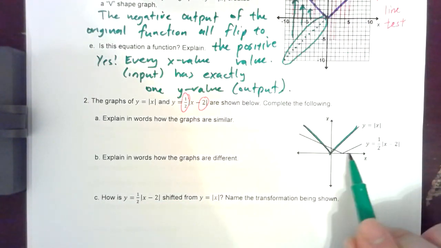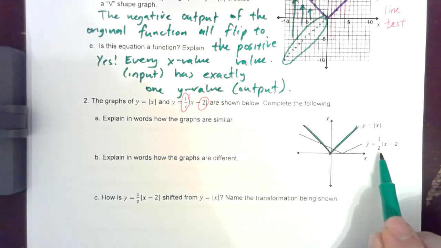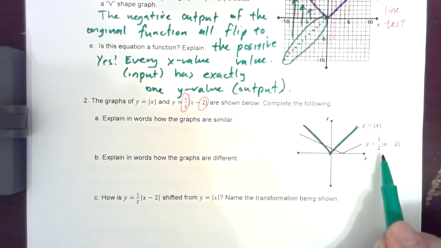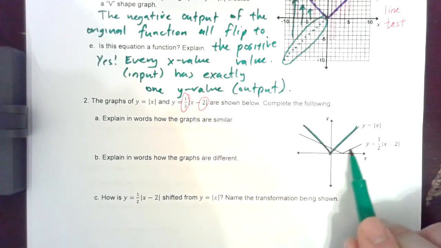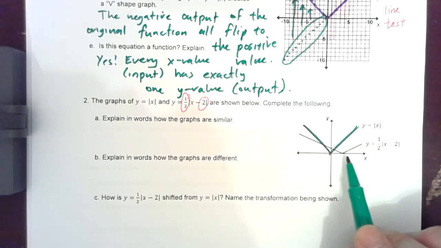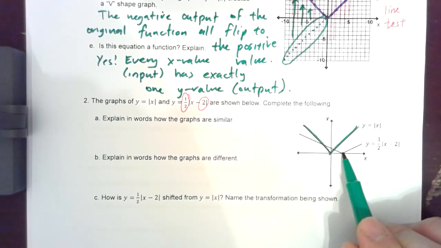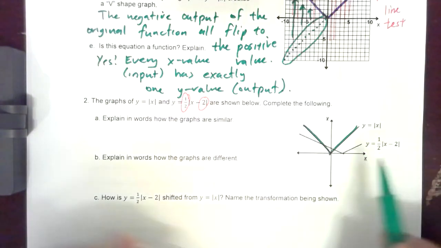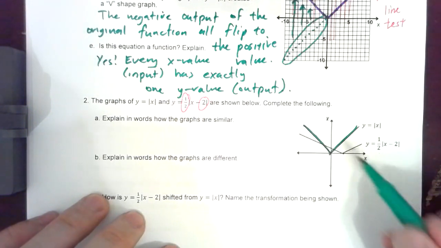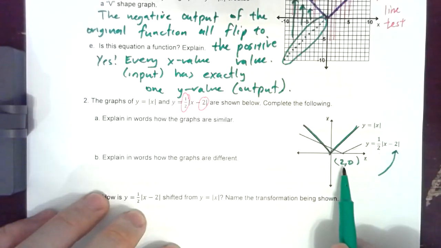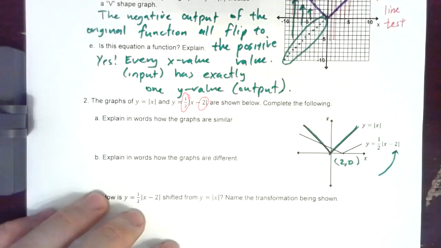Here we can see that the second V right here, which is y equals 1/2 absolute value of x minus 2, has a slope of 1/2, right? So it's a little flatter than usual. And we can also see that the vertex, where the two lines meet, is no longer at (0, 0). It's actually at (2, 0). And it's not a coincidence that that value is where the vertex is, okay?